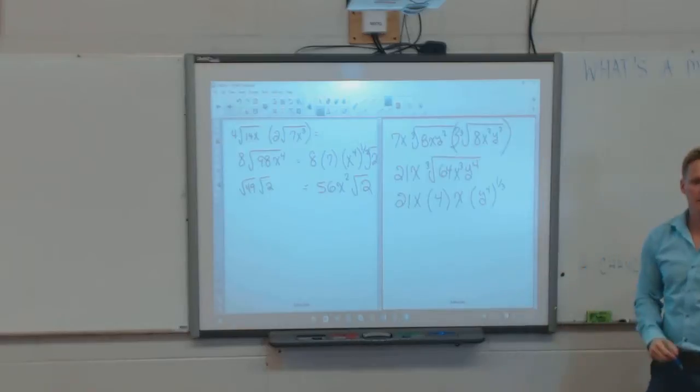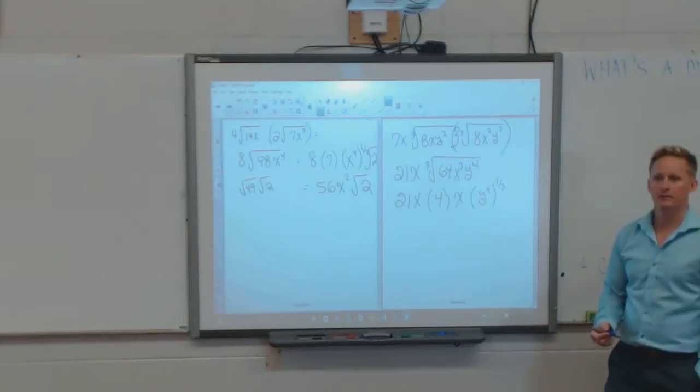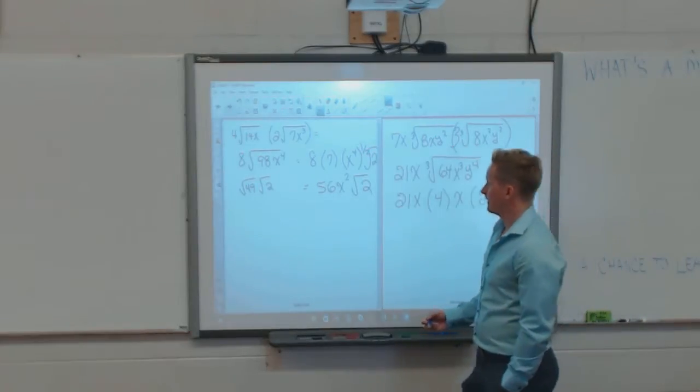So I got that, right? And then it's 4 to the 3. I don't want to write it like that. Wouldn't you just leave it in the cube root? Okay, so let's go back.